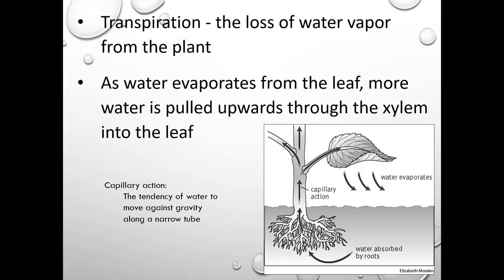So transpiration is the loss of water vapor from the plant. As the water evaporates from the leaf, more water is pulled upward through the xylem into the leaf, and this is called capillary action. So capillary action is a tendency of water to move against gravity along a narrow tube. And I like to explain that like it's like a straw, you know, that it's being pulled up like a straw.